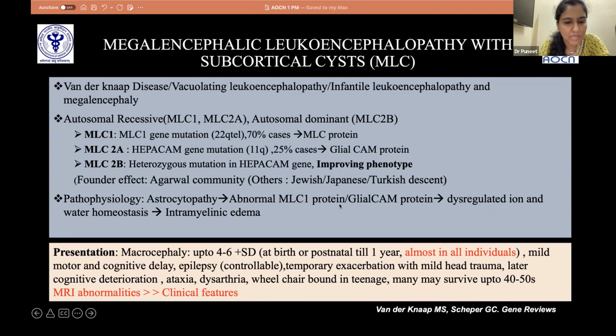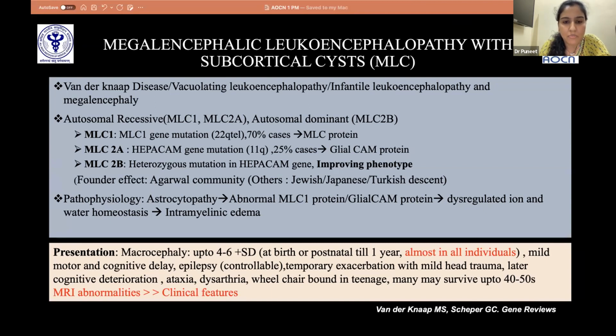intramyelinic edema or swelling. So the presentation can be macrocephaly, which can be present at birth also, and usually it increases till 1 year of age, and the head size can reach up to 4 to 6 standard deviations. It is seen that almost all patients with MLC have macrocephaly. Apart from macrocephaly, there can be mild motor and cognitive delay. Epilepsy is usually there, but mostly it is controllable with anti-seizure medication.